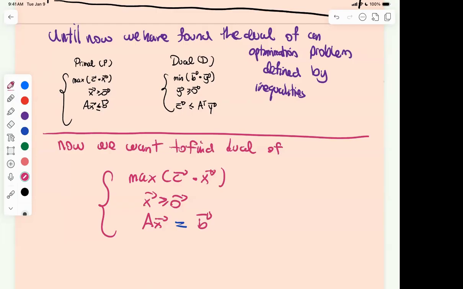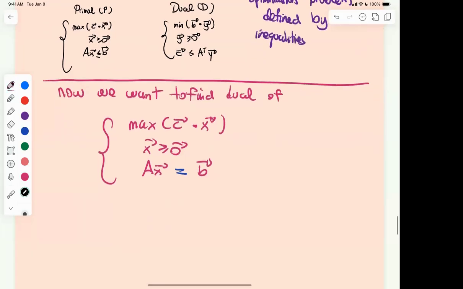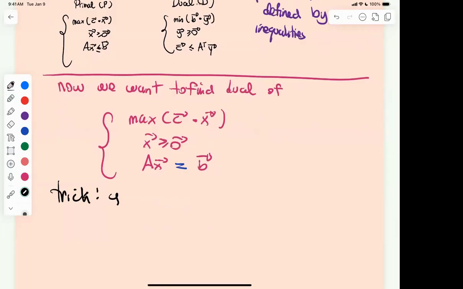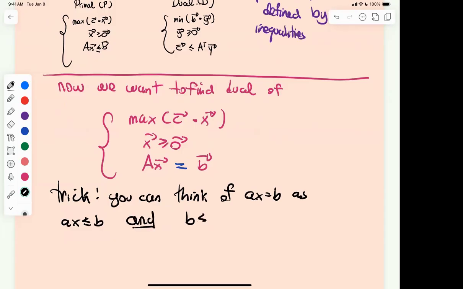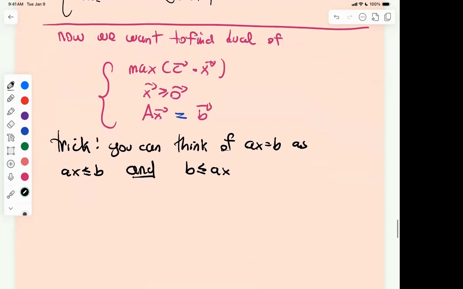Okay, so the trick is that you can think of an equality as two inequalities. Once you do that, it's not too bad to find the dual. I'll write it first as numbers, and then the matrix version is the same: you can think of Ax equals b as Ax less or equal to b and b less or equal to Ax. When you say two numbers are the same, you're saying that one is less or equal than the other and the other is less or equal, you know what I mean? The inequalities go both ways. And that's useful because we do know how to find duals when there are inequalities.